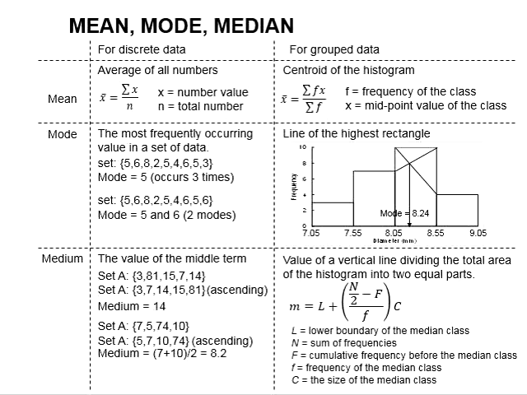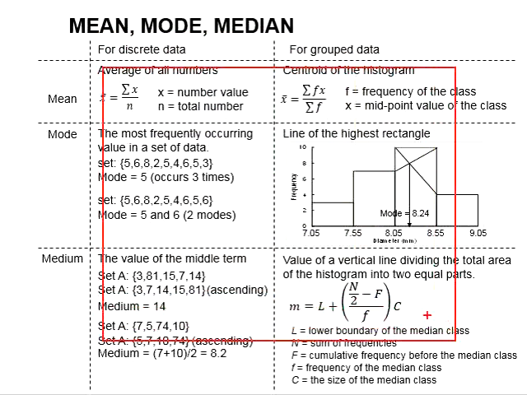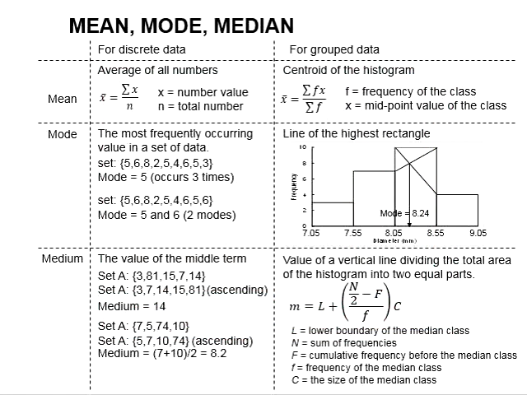In general, there are two types of data, which are the discrete data and the group data. Due to the different nature of the data, the calculation steps to obtain the mean, mode, and median may differ slightly. Let us look into the mean first. The mean refers to the average value of all the numbers for discrete data. It is calculated by summing up all the numbers and dividing by the total number of units of the data.